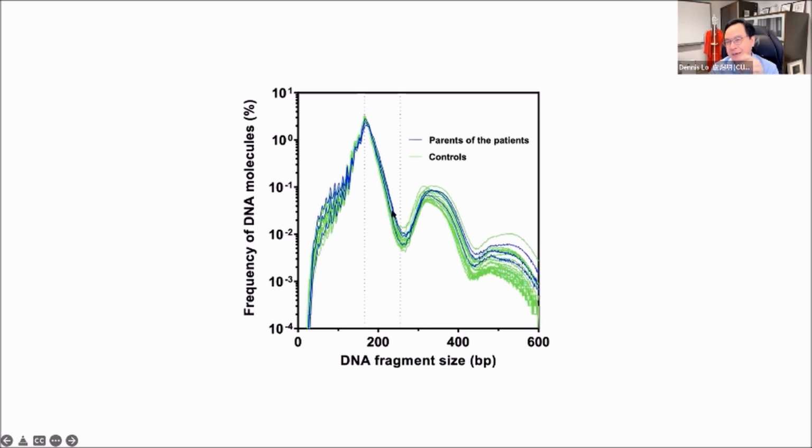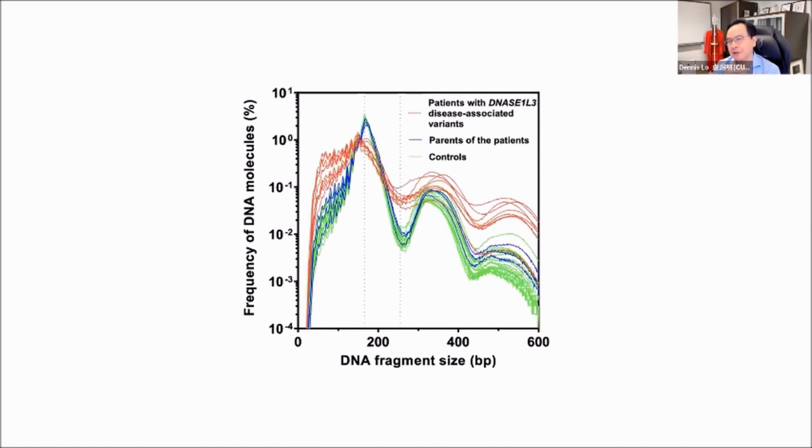And then we look at the parents of the patients. Now, because this familial SLE is an autosomal recessive condition, the affected offspring will have 2 copies of the mutant gene, whereas the parents will only have 1 copy each. So when we look at the parents, the profile is the same as control. So now it seems that you only need 1 copy of this functional DNase 1-like-3 gene to have a normal profile. But now when you look at the individual with homozygous mutation, then you see there is a change.